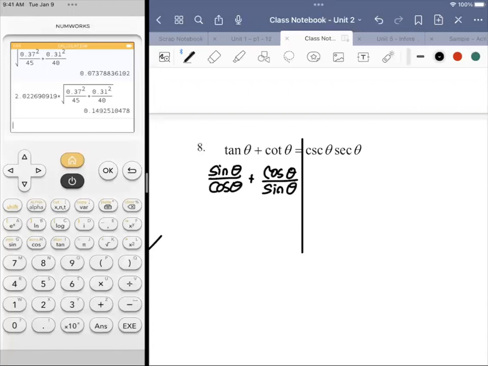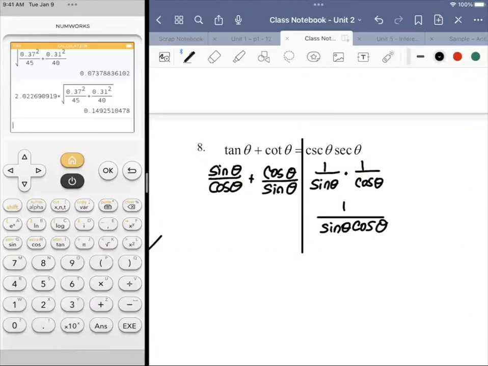I could also look at the other side. The other side, cosecant is the same as 1 over sine. Secant is 1 over cosine. And if I put it together, I get 1 over sine theta cosine theta. I can work 2 sides independently of one another as long as I don't bring something from one side to the other.